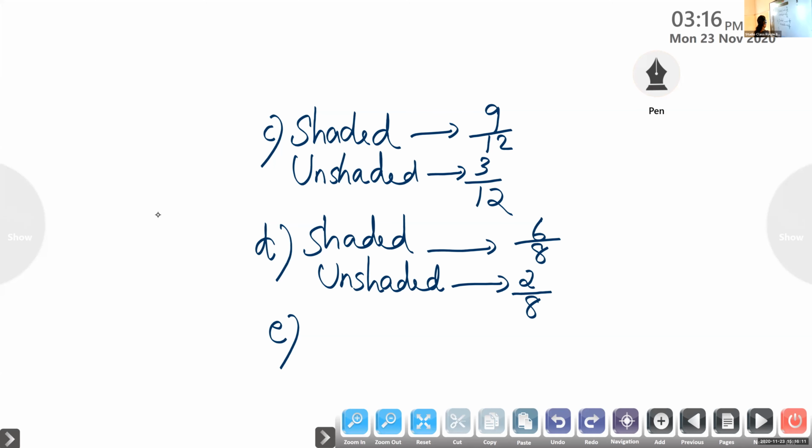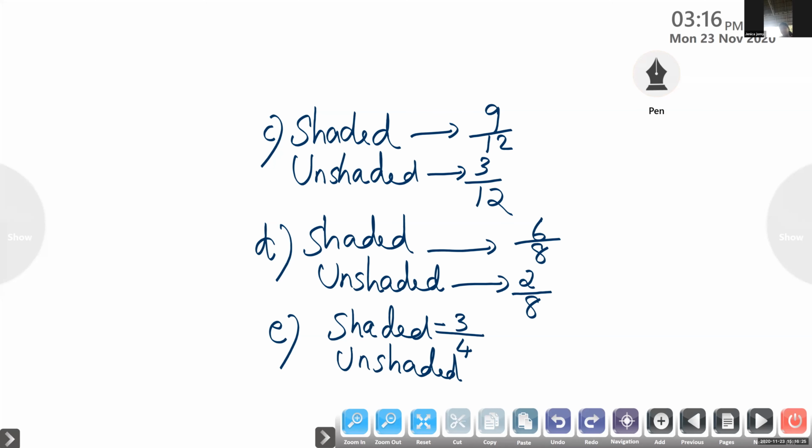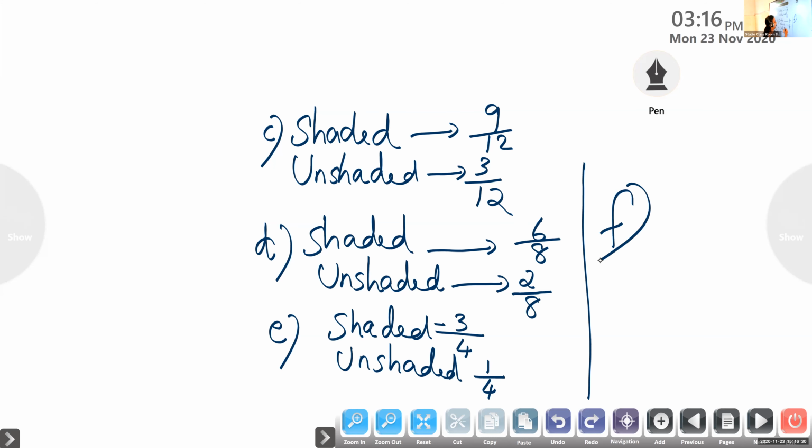E. Can you say the answer of E? Shaded? 3 by 4. Very good. 3 by 4. And unshaded? 1 by 4. And what about F? The last one.